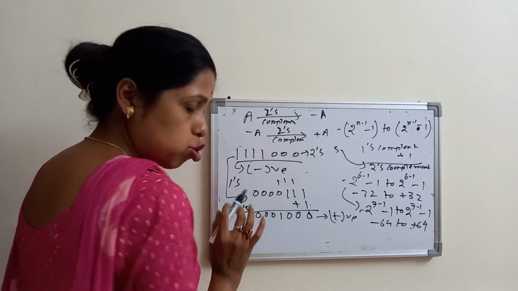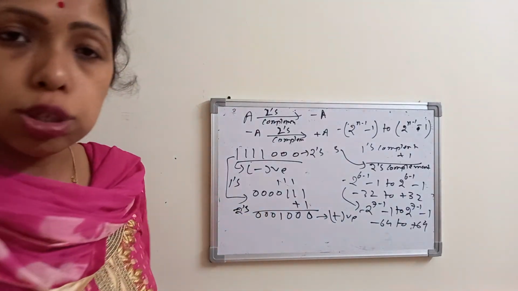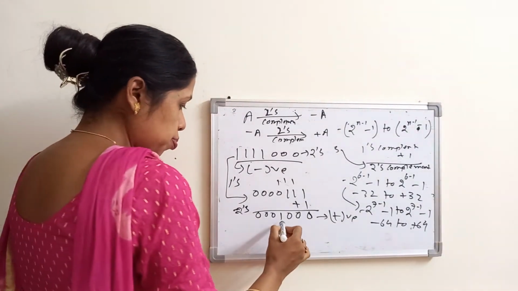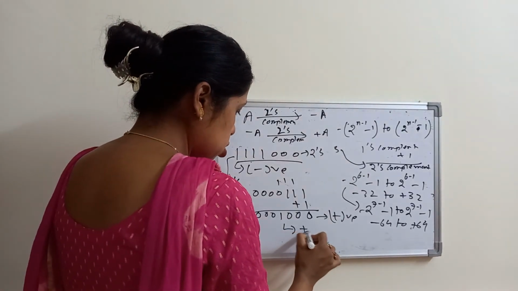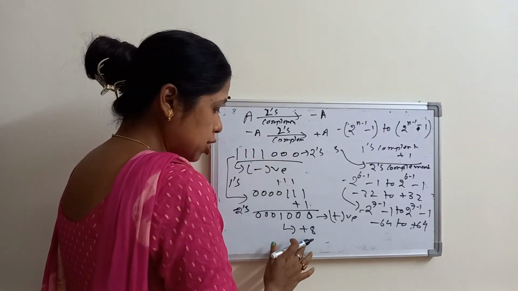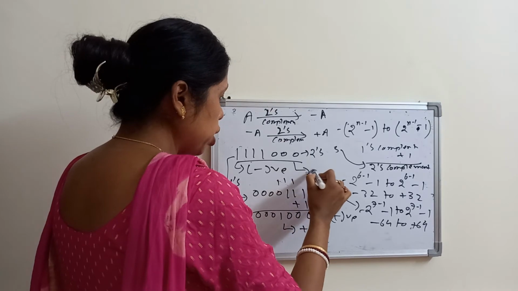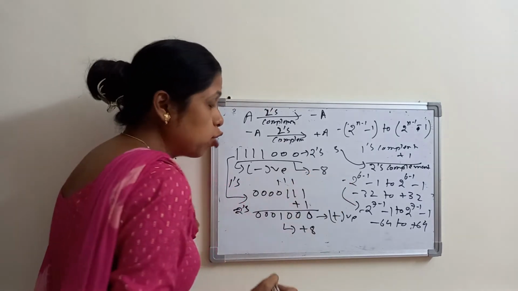Here also MSB is 1. That means this is the corresponding positive number. What is this number? Plus 8. So if it is plus 8, then it should be minus 8 in 2's complement format. For the same binary number we will get a different magnitude in a different format. So one binary number is there.